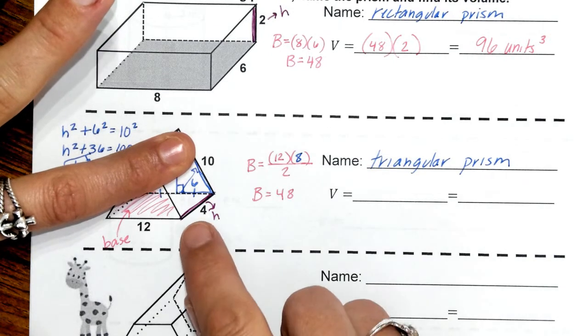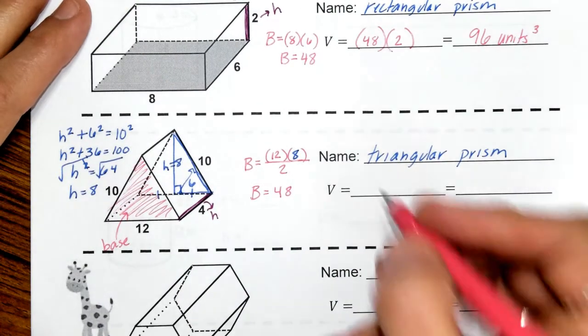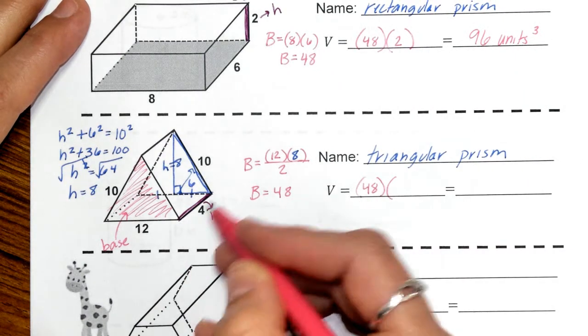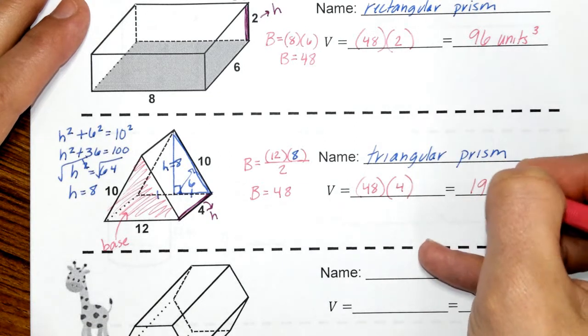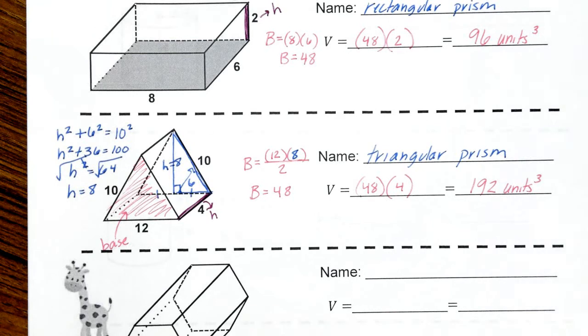The h in our volume is going to be this 4 right here. So we'll plug in big B, 48, times our height of the prism, 4. We should come up with 192 units cubed. Again, 3 dimensions now.